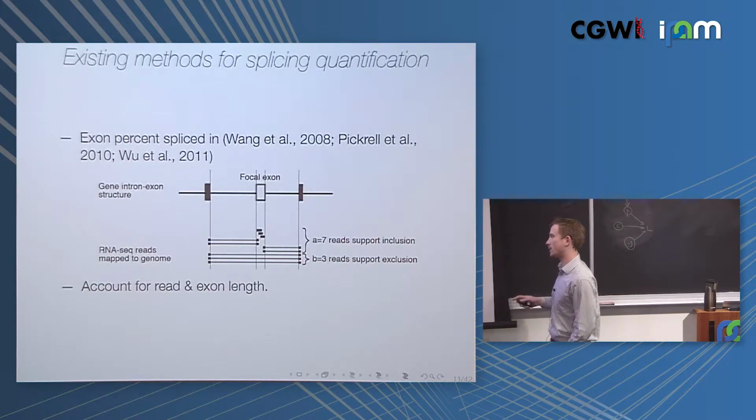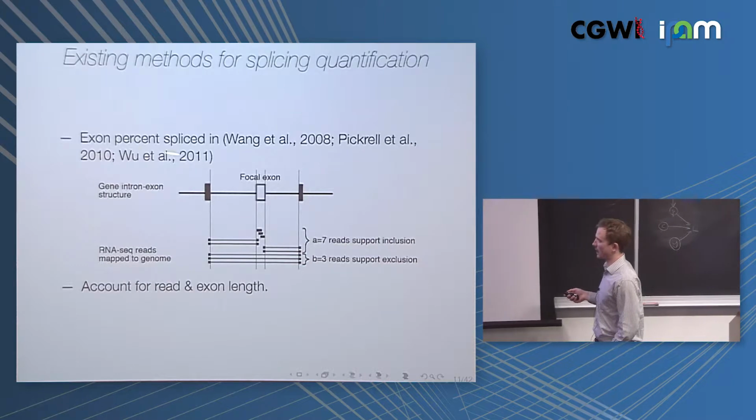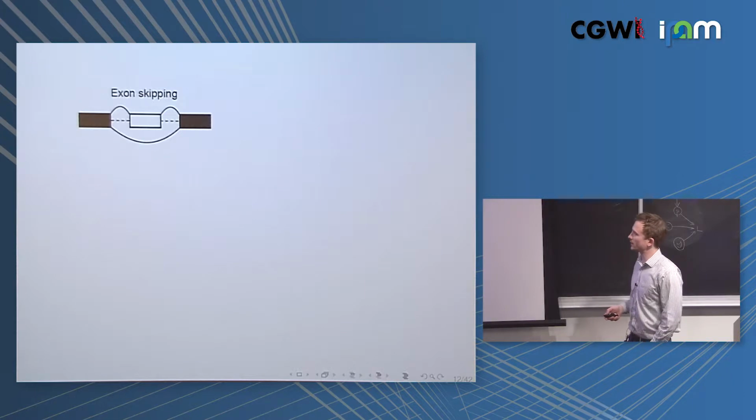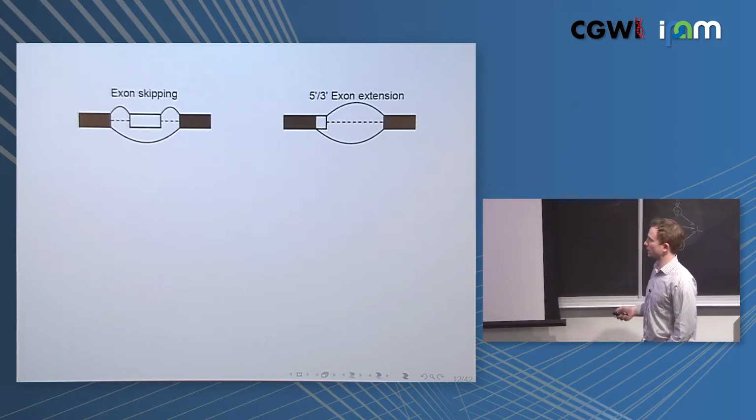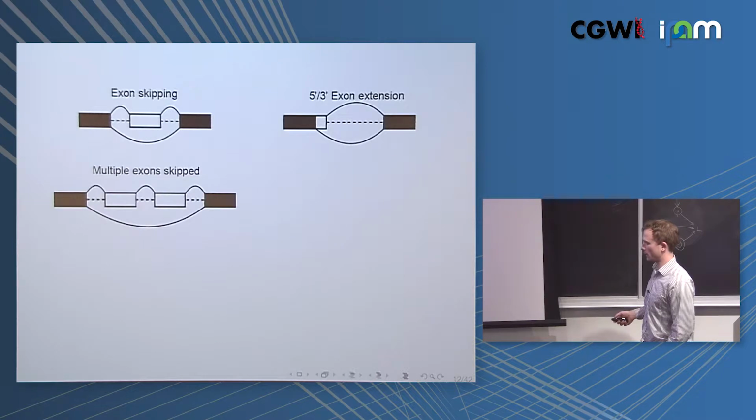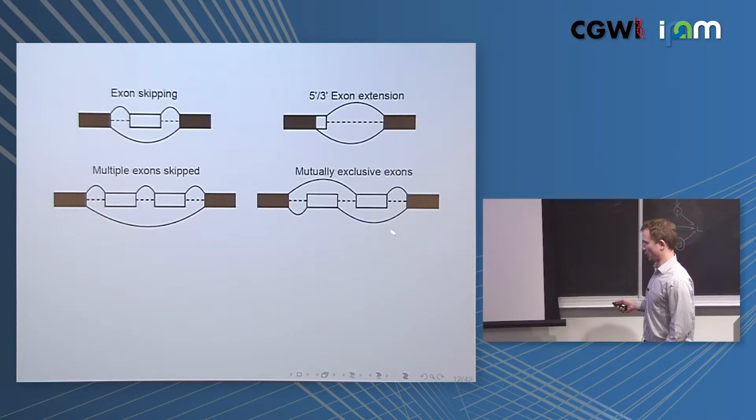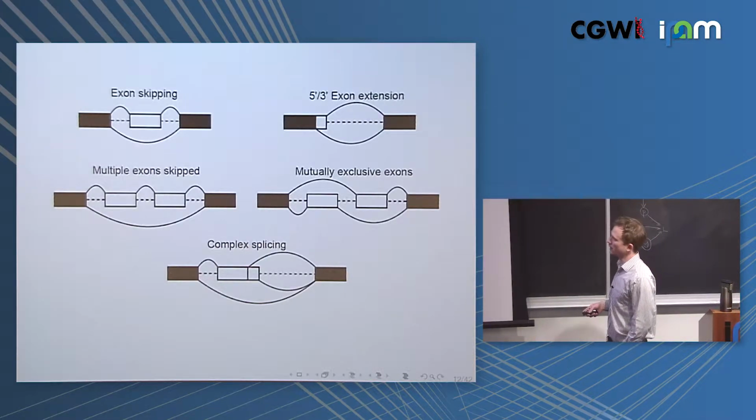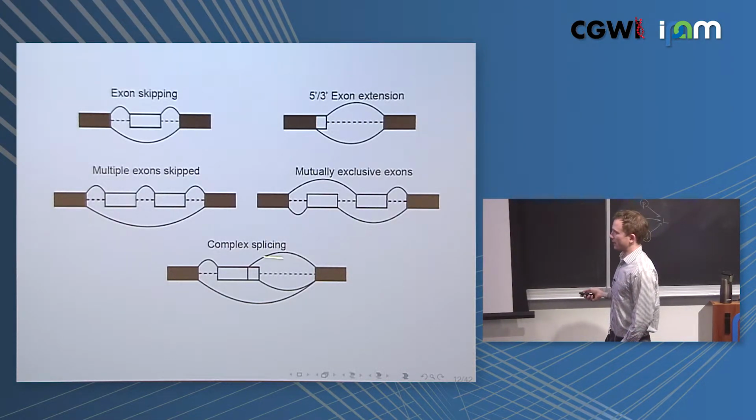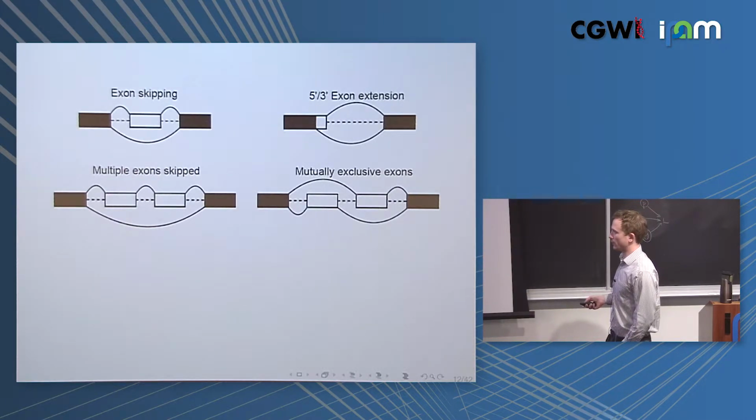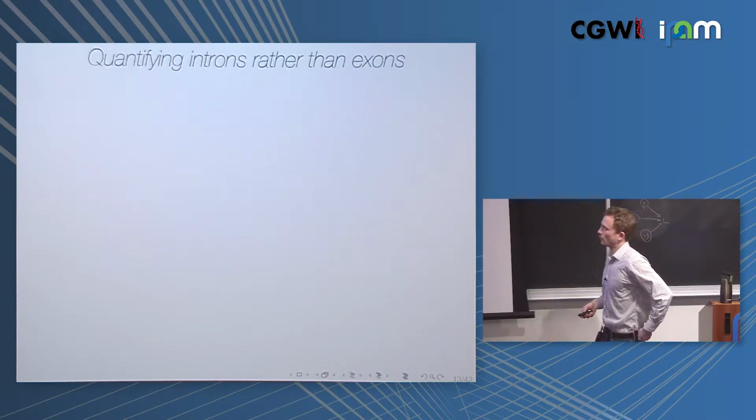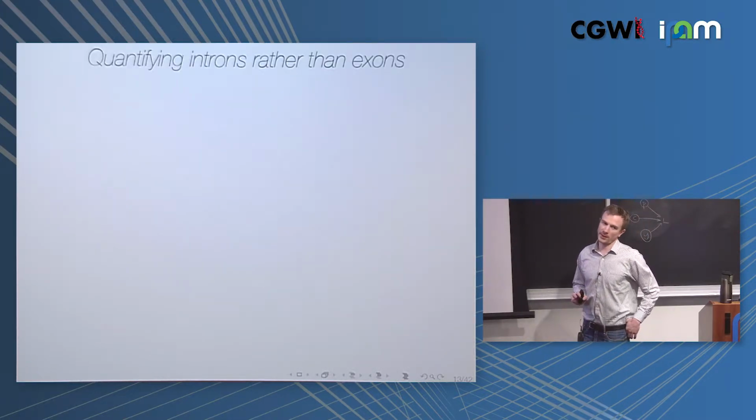And then I'm not going to go into the math, but you can account for read length and exon length to try and use these numbers to get an estimate of this. The problem with this is that while it works well for exon skipping events, there are lots of more complicated splicing events. For example, 3' and 5' extensions, multiple exons being skipped at once, mutually exclusive exons, and complex splicing events representing a combination of these things. And in all of these settings, the assumptions that you use to calculate the exonic percent spliced in don't really work anymore. So our idea was to think of a third way of doing splicing quantification.